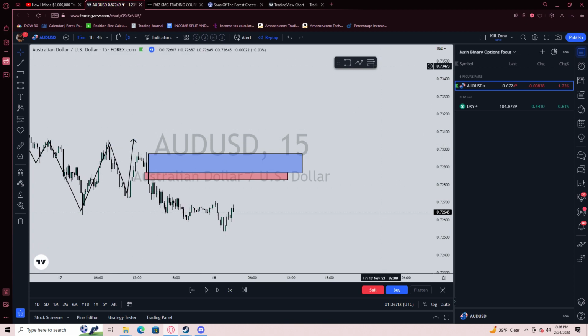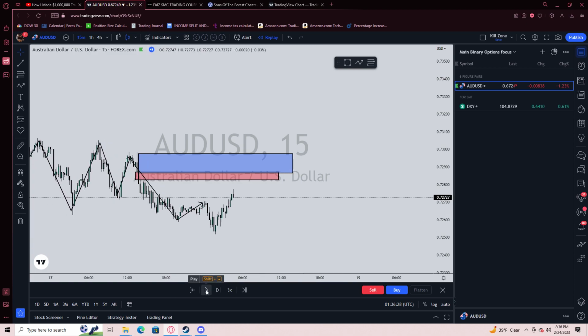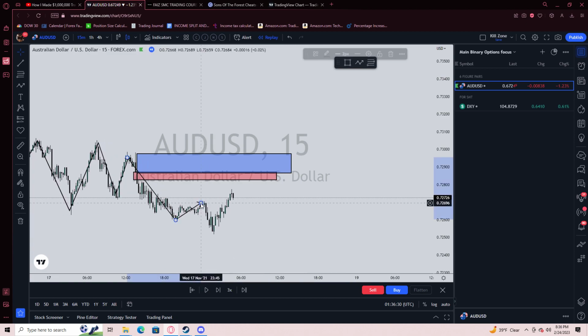Now as you can see, it's still making, or I can still do this, right? It's still making lower lows and lower highs. Here, boom. Right, and then what you see is a break of market structure, a market shift, because it just broke this lower high right here.